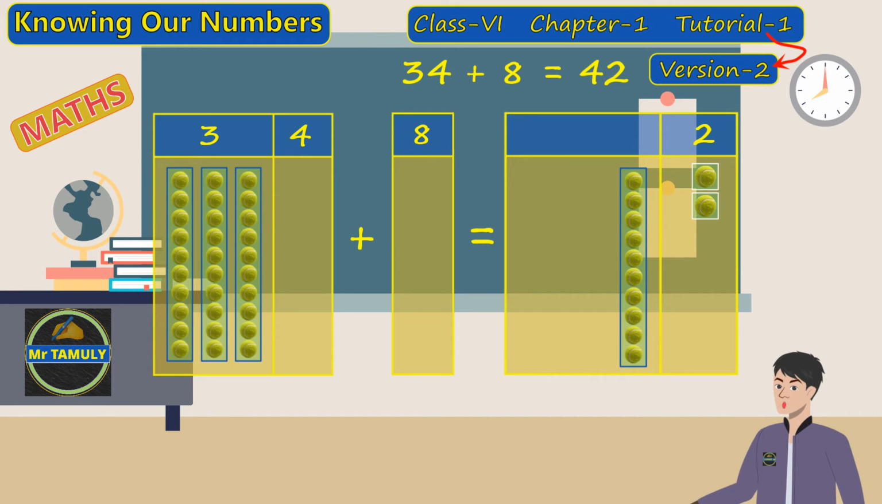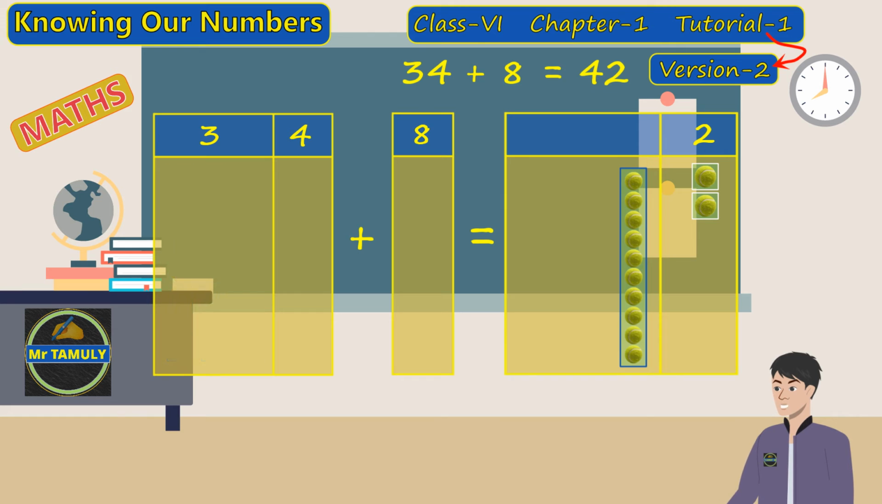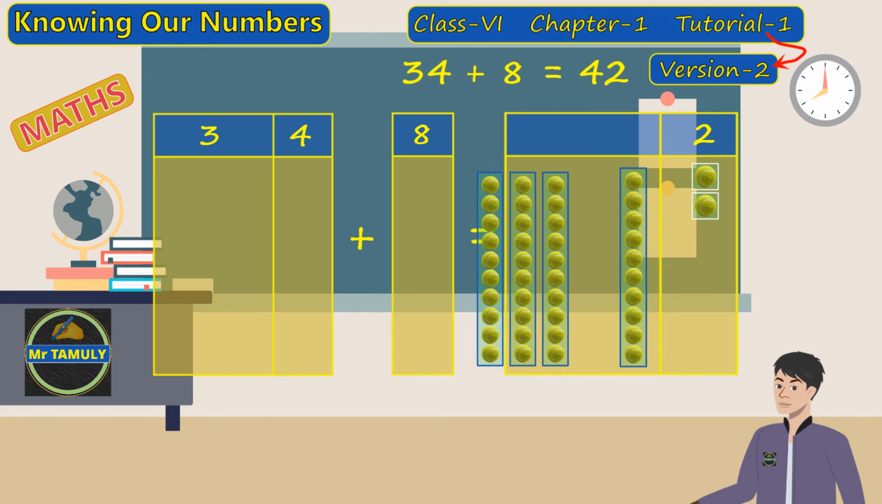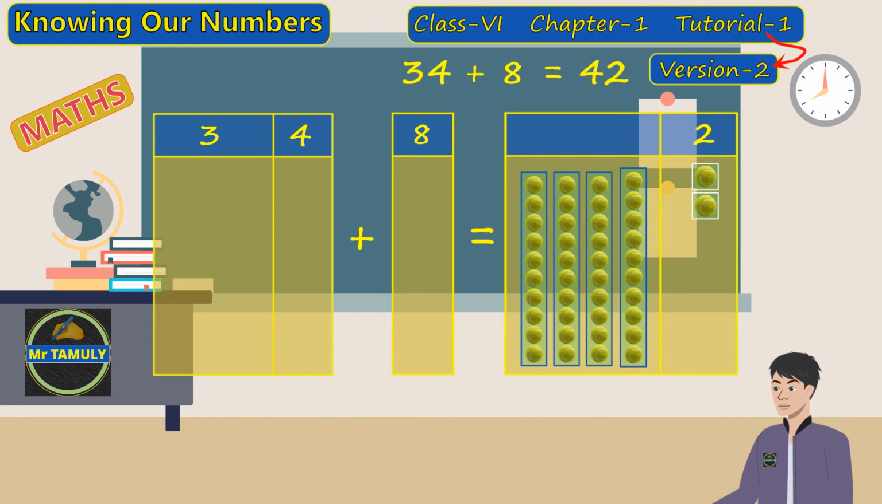Let us now bring the 3 groups of balls from the number 34 to the resultant number. So, in the second place of the resultant number we have 3 plus 1, that is 4 groups of balls, and each group contains 10 balls. Therefore we can now write the digit 4 in the second position. And our resultant number is 42.